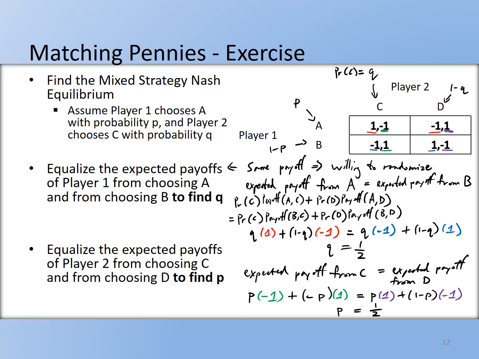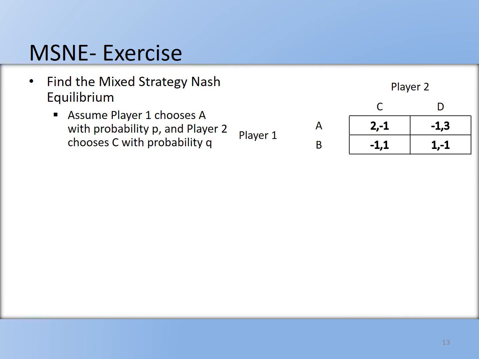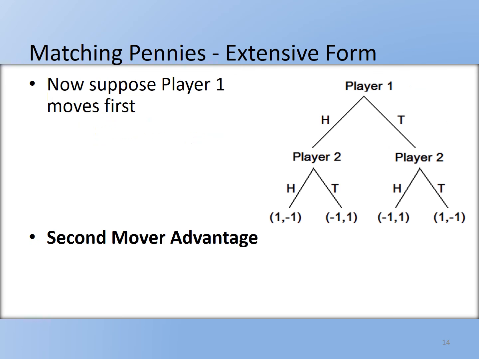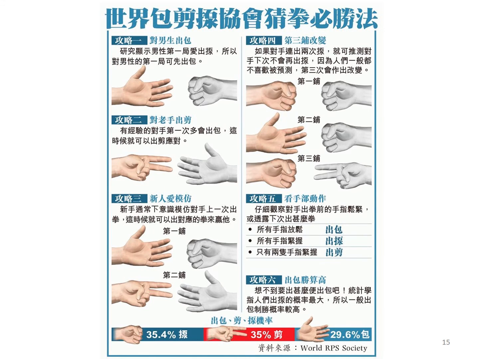What I do affects what you want to do, and what you do affects what I want to do. I must be randomizing in a particular way for you to be willing to randomize, and you must be randomizing in a particular way for me to be willing to randomize. This exercise figures that out. Equalizing my payoff guarantees that I'm willing to randomize. From that, we can deduce what probability you must be using, by equalizing your payoff. So let's leave the exercise until next time, because I want to show you this.